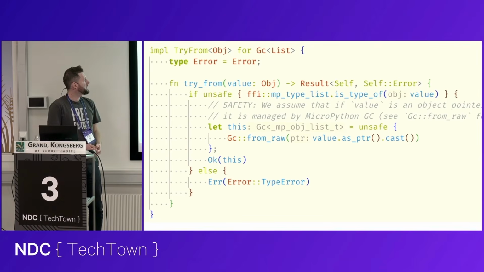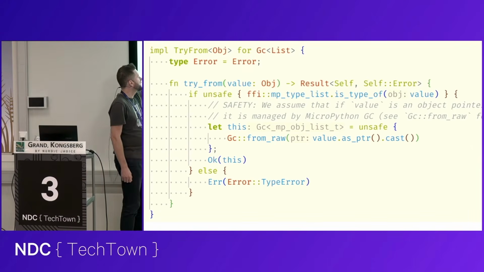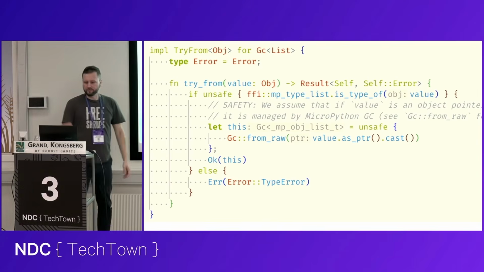Other than that, it's safe. It's actually safe in our case because we know for a fact that this value is stored in flash and is immutable. So this is just a technicality. And if it is a list, we do this weird song and dance, basically converting the object into a pointer and then unwrapping it as the GC and returning the result. In case it's not a list, it's a type error.